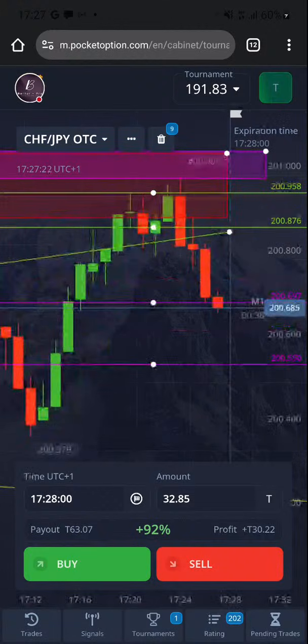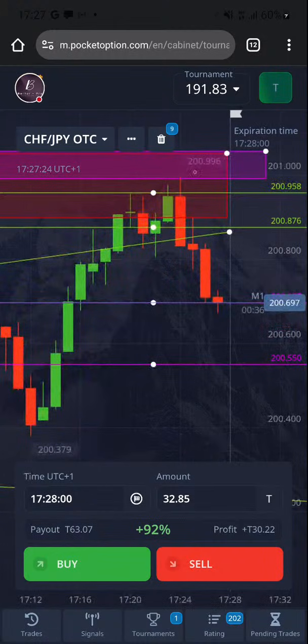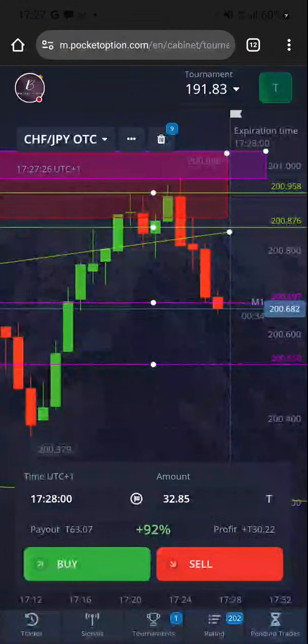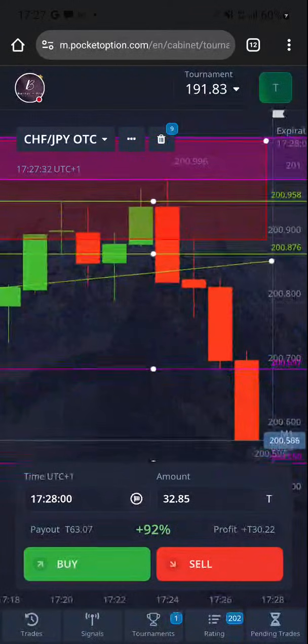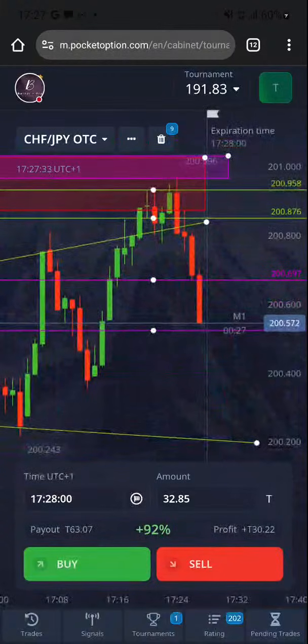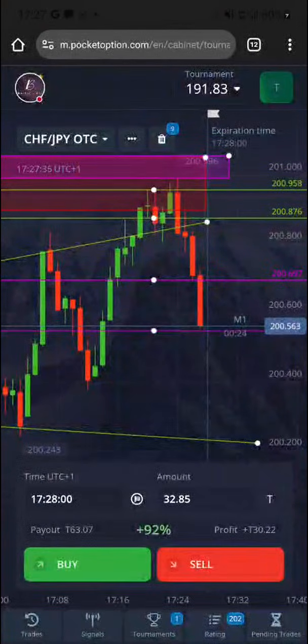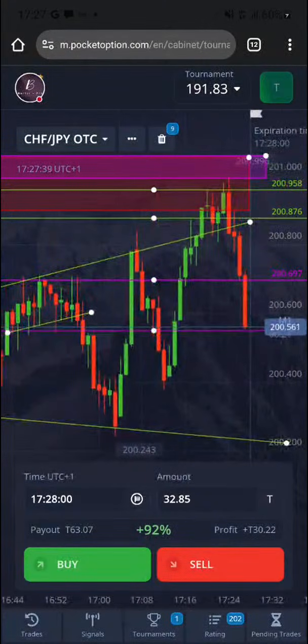You understand? Those are the reasons why we're taking it. But you see, this area is where the sellers are. Immediately price enters the area where the sellers are, they would retrace. The sellers are going to push the price down, and that's the reason why we took this trade. It's as simple as that. You understand? We have a QM here, but I'm not going to take the trade because I'm out of time right now.